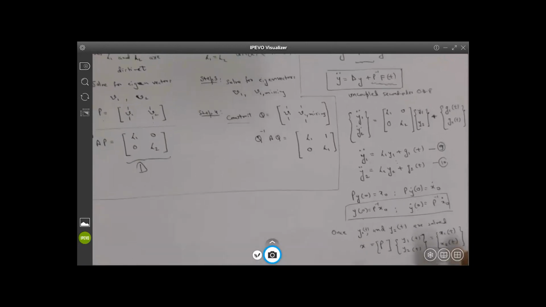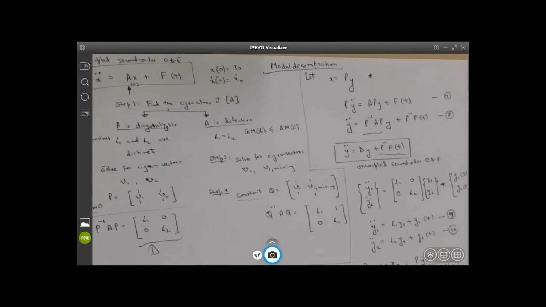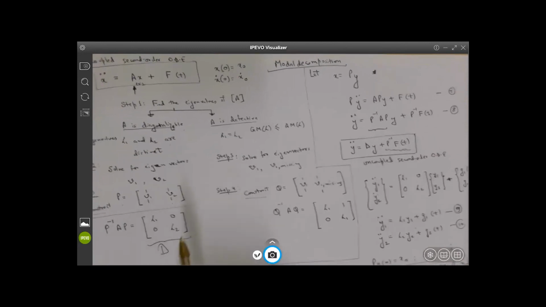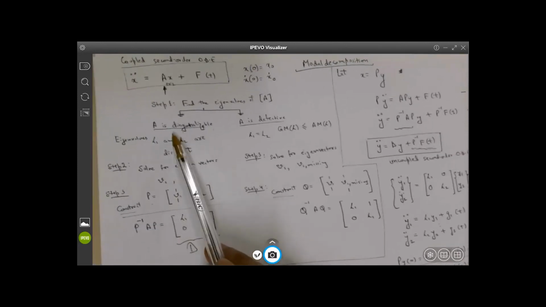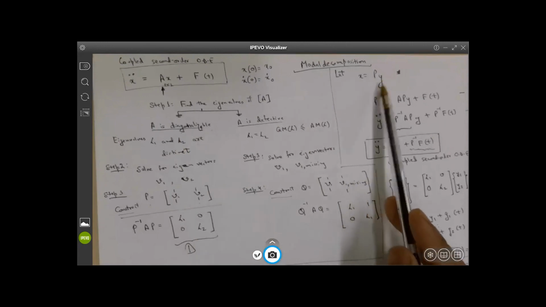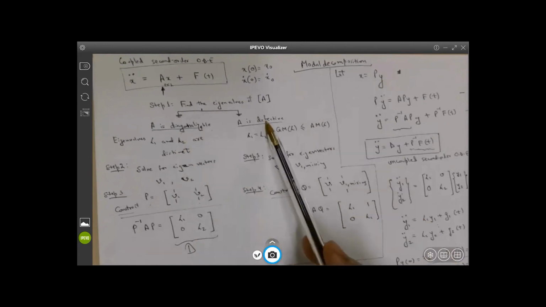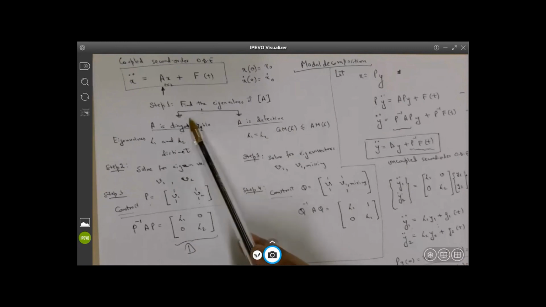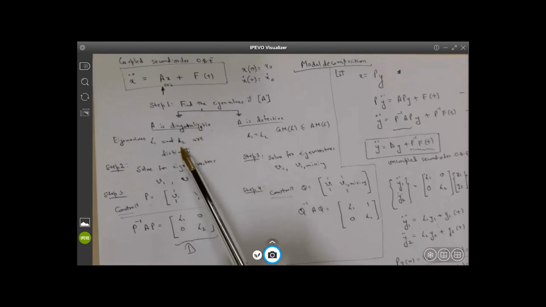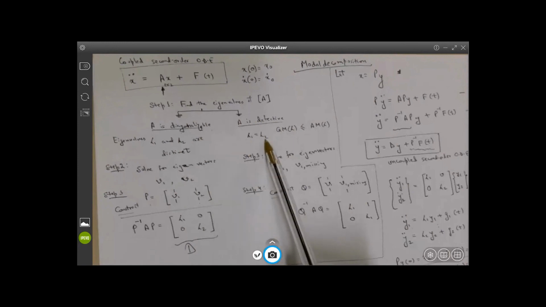Yeah, so this is what we have seen for the case where our A was diagonalizable. Diagonalizable means we substitute x equals Py. In case A is defective, it means I cannot have distinct eigenvalues; there are repeated eigenvalues. For the 2 by 2 case, there are only two eigenvalues, that's why I said lambda 1 equals lambda 2.